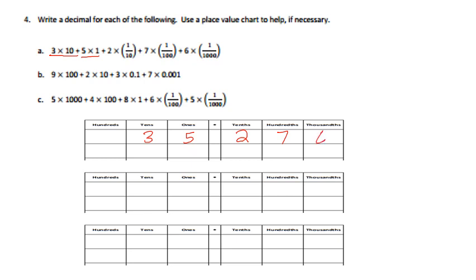It's nothing more than putting the digit in the place value. So let's go to B. 9 times 100, 9 is in the hundreds place. 2 times 10, 2 in the tens place. 3 times 1/10, so 3 in the tenths place. 7 times 1,000ths, 7 in the thousandths.